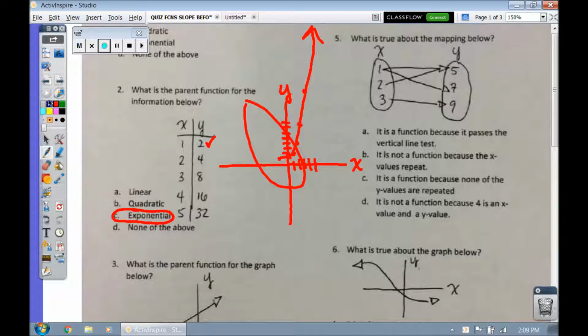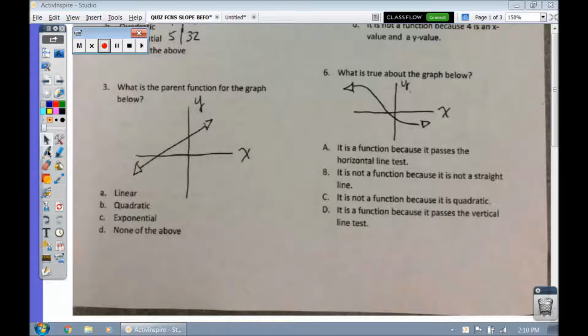This is not linear. Linear means it's going up the same amount every time. Plus 2, well, did it go up plus 2 right here? Nope, so that's not linear. And quadratic means that the numbers would come back down and then they would go back up, but they're not doing that. They're just going straight up at a rapid rate.